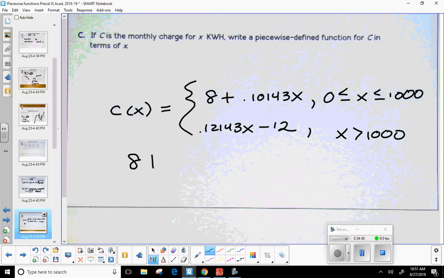We got the 8 plus, how much is it for the first 1,000 hours? The 0.10143. But remember, we're going beyond 1,000. So the first 1,000 is going to be $101.43. Remember, because we already took the rate and we multiplied it by 1,000, right? Okay. It's the other portion where you have to bring in X.